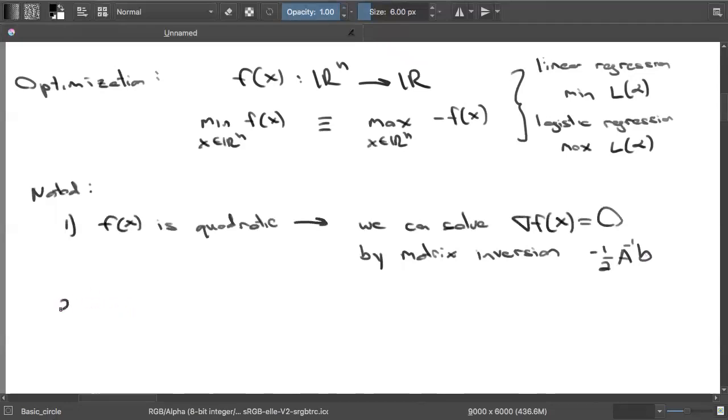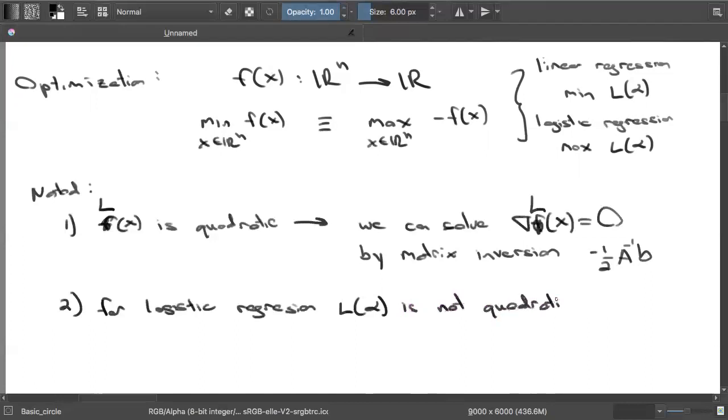But then, what I hope, if you've started the homework, for logistic regression, L of x, so I guess I should write this as L rather than F. But for logistic regression, L of alpha is not quadratic. And you can note two sub-things here.